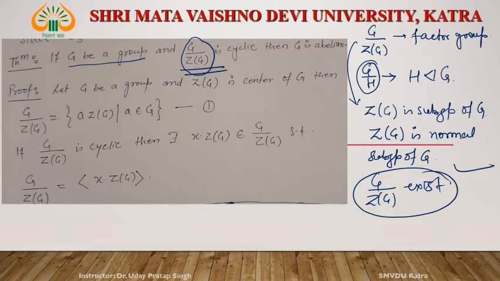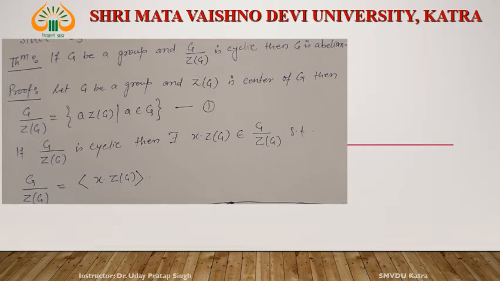Let us see the statement of the theorem. The statement says that if G is a group and G by Zg is cyclic, remember that this is cyclic, then G must be abelian. Right? Then G is abelian. Now see the proof. What is G? G is a group. What is Zg? Zg is the center of G. Okay. What are the elements of G by H, the factor group?